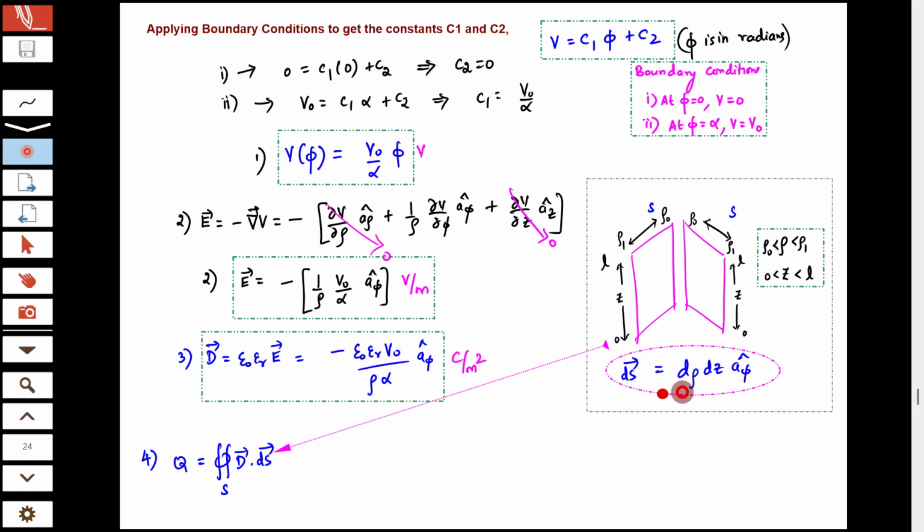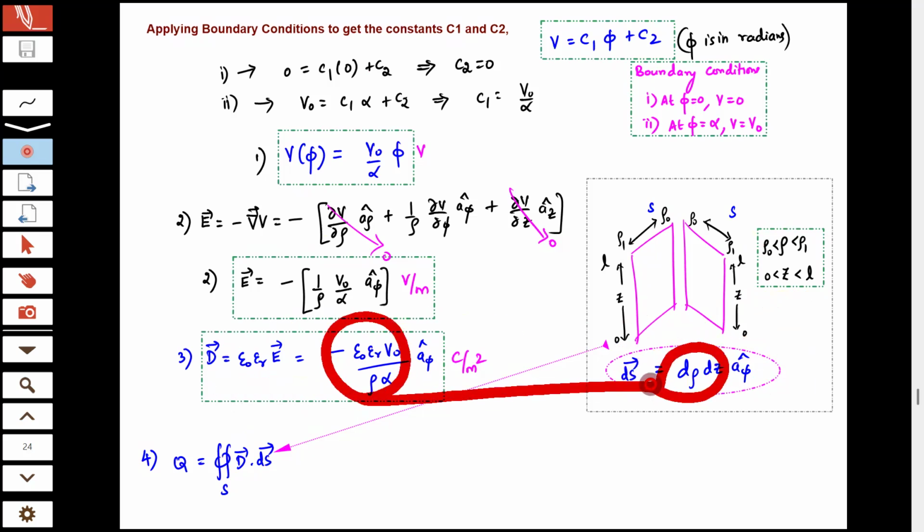So ds vector in phi direction we should write, with the limits of rho and z taken accordingly. Now D vector dot product with ds vector, we should do by multiplying this phi direction component and this phi direction component. We have to perform integration for rho and z with these limits as per the dimensions of the radial plane. That is going to give the charge enclosed.